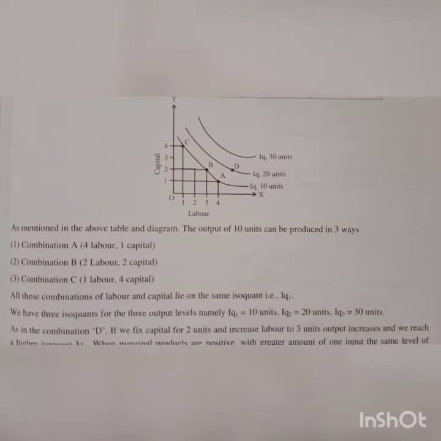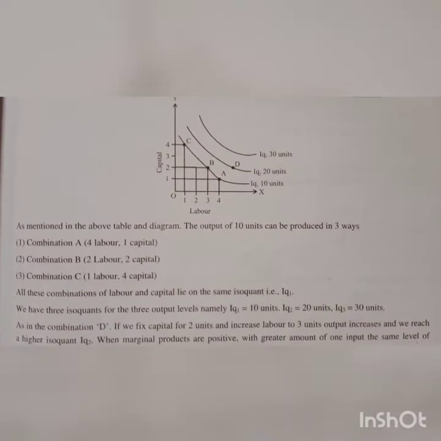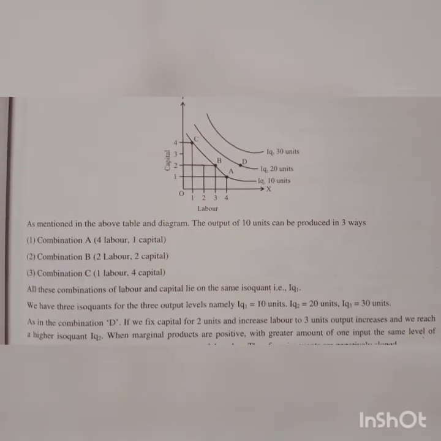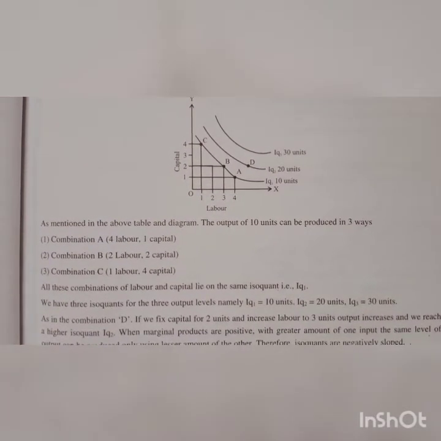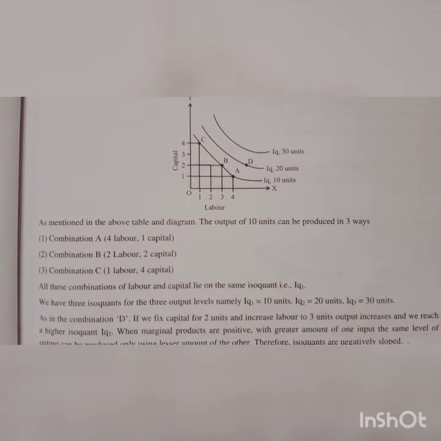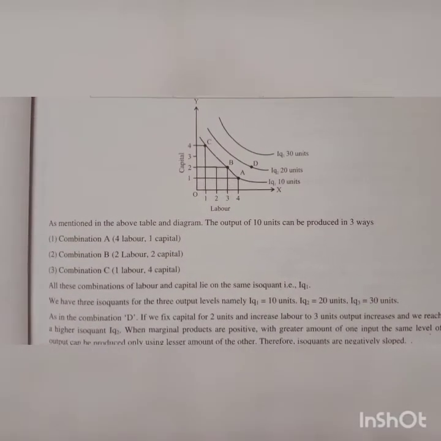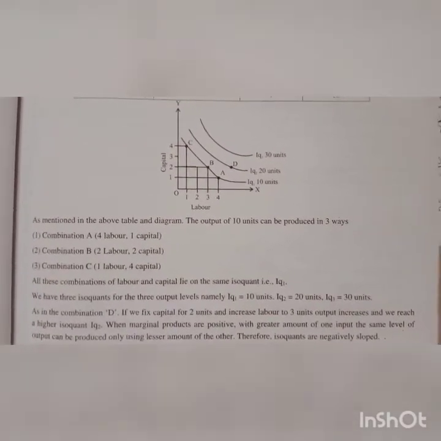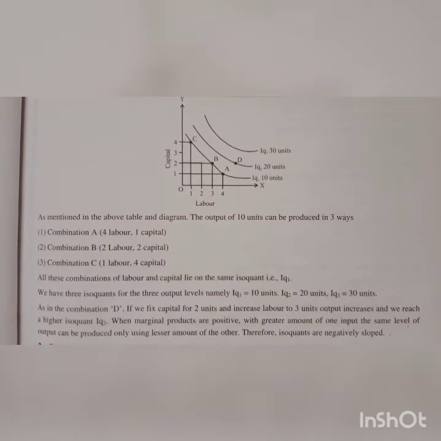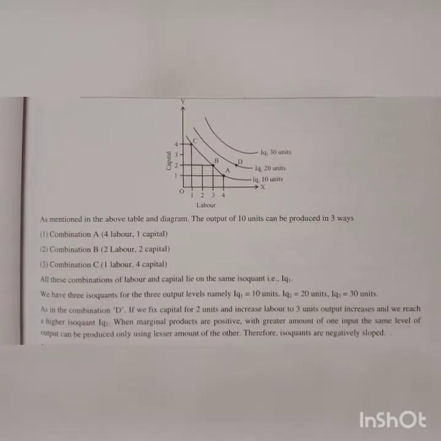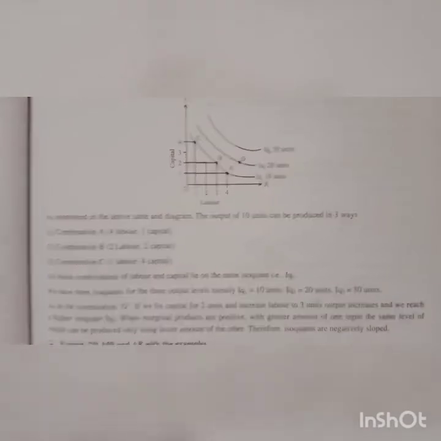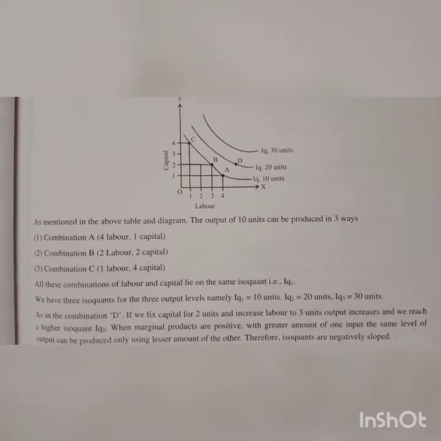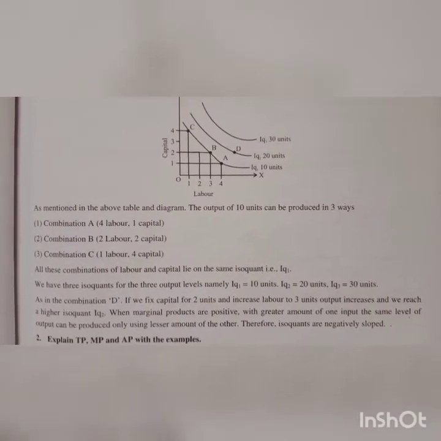As mentioned in the above table and diagram, the output of 10 can be produced in 3 ways, right? Combination A is 4 labor and 1 capital, and the second combination is 2 labor and 2 capital, which yields exactly the same, that is 10 units of output. And combination C, that is 1 labor and 4 capital, also yields 10 units of output. So all these combinations of labor and capital lie on the same isoquant, right? You can see here on isoquant 1, that is 10 units.